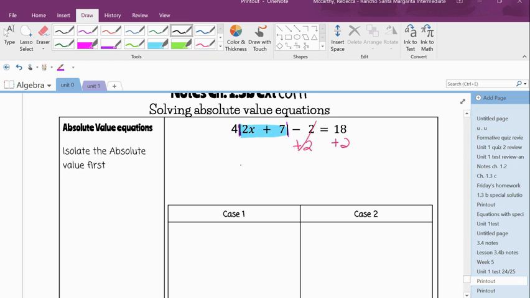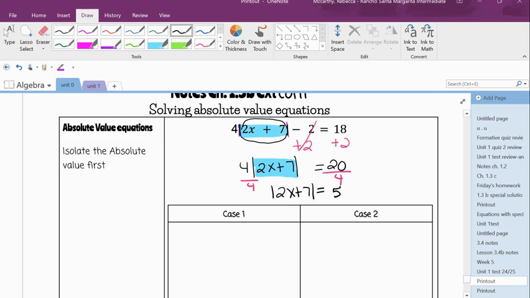I now have 4 times the absolute value of 2x plus 7 is equal to 20. And I want you to think of this as like one big variable. It's still not by itself, so I'm going to highlight it. It's being multiplied, so I'm going to divide by 4 on both sides. And now I have the absolute value of 2x plus 7 is equal to 5.